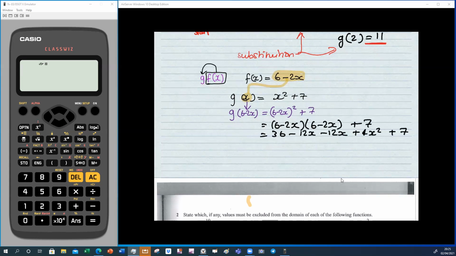Yeah, 4x squared. Okay, lovely. So the 4x squared part, we can put it at the beginning. And the minus 12x and the minus 12x can give us how many x's altogether? Minus 24x. And the 36 plus 7 will give us? 43. So we could say here now g of f of x, and that's been settled. Yeah. And there's the answer.